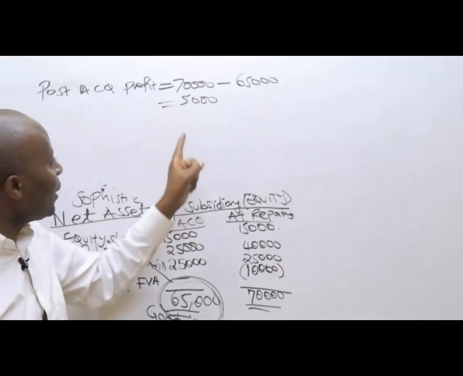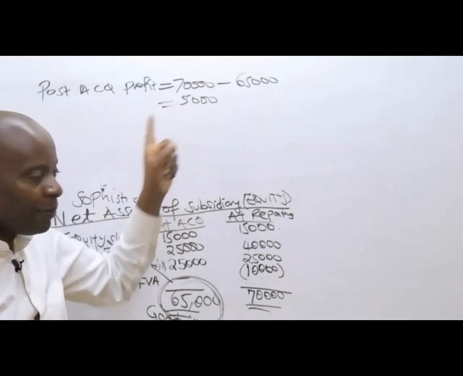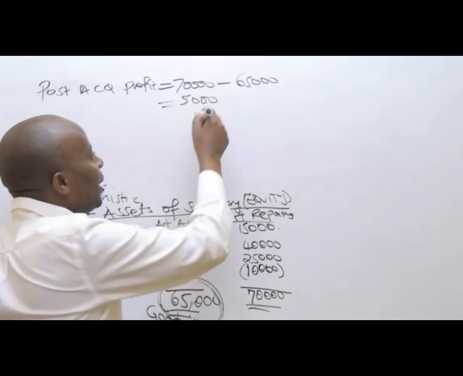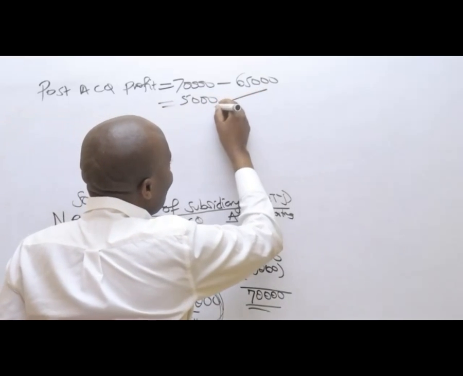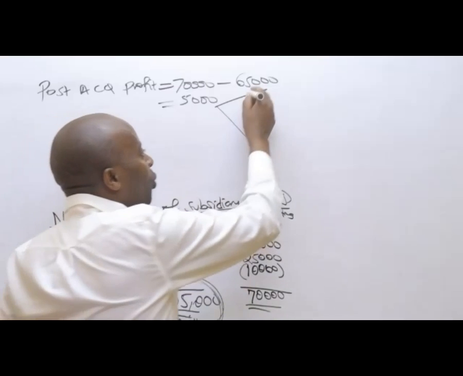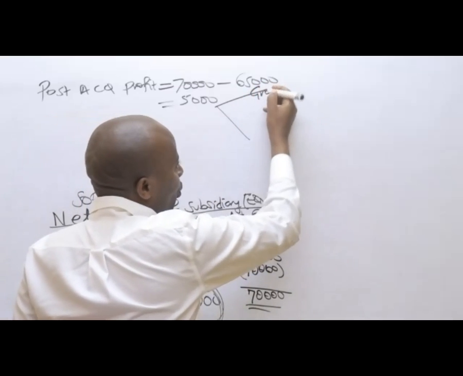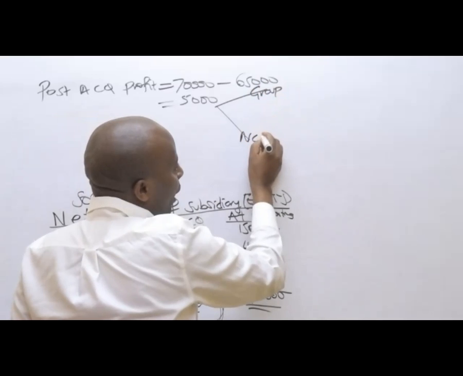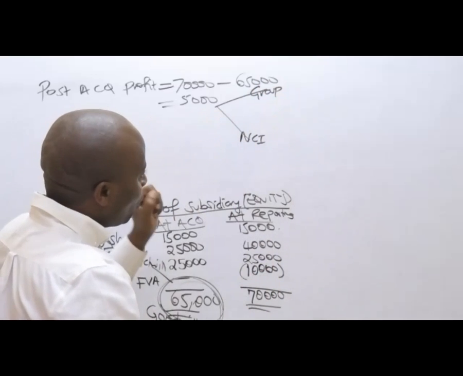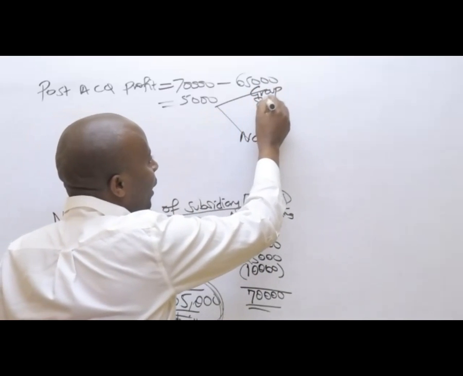Once we have this post-acquisition profit, remember, it has to be shared between the two parties. We have two parties running this entity: the group, because it has control, and then what we call NCI. So this has to be split into two. Remember the group structure, the group had 80%.